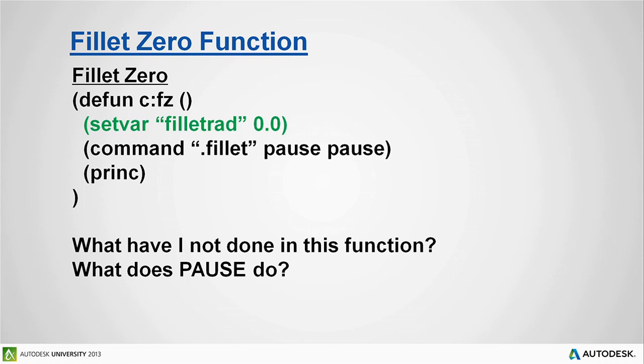This is using a setvar, right here, to make sure that the FILLETRAD is set to 0. I then invoke the FILLET command, and what do I have to do twice? Wait for user input, right? So the pause is a system reserved function. All it does is pause input at the command line and waits for the user.